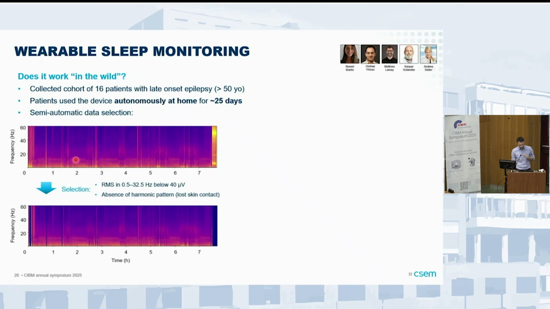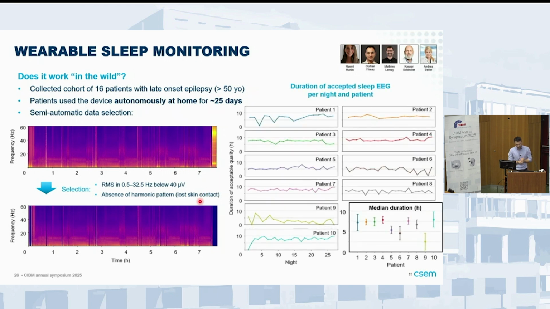And then we wanted a semi-automatic approach to determine how much sleep EEG data we could get per night that was of acceptable quality. So we used some criteria in terms of the amplitude of the EEG, the energy in the 0 to 30 hertz range, and the absence of some patterns that we knew meant lost contact with the skin. Then we could make these charts, looking at the amount of sleep EEG data of usable quality per night over the patients. We've now analyzed 10 of these 16 patients.